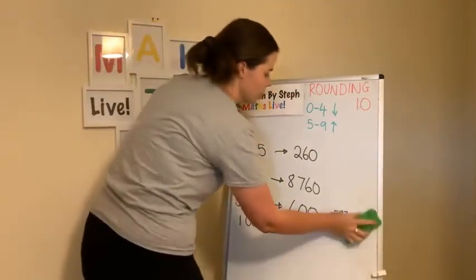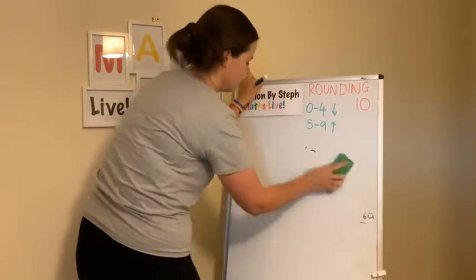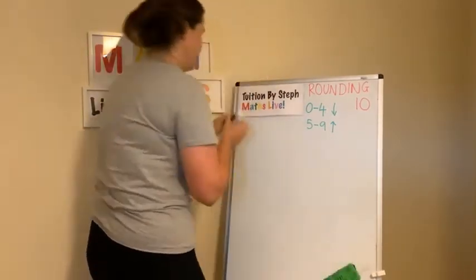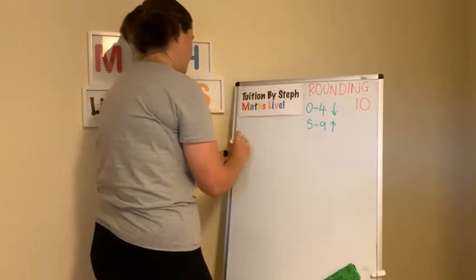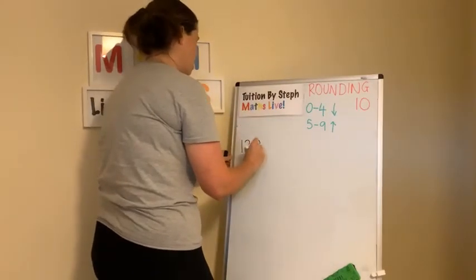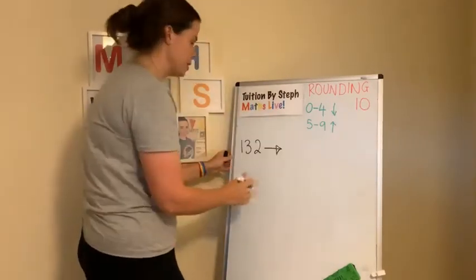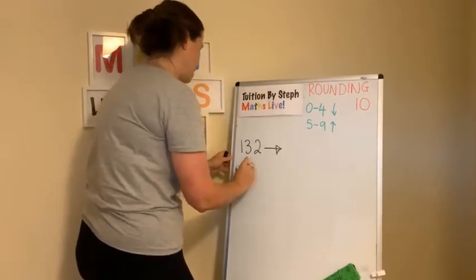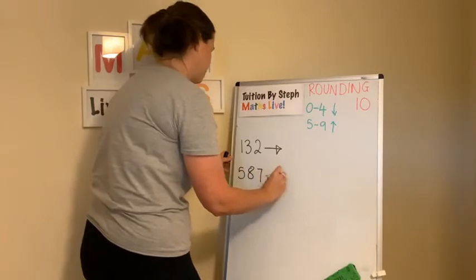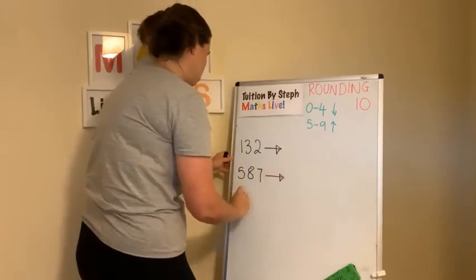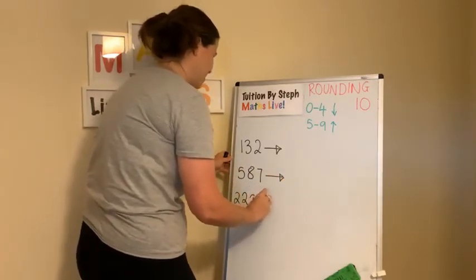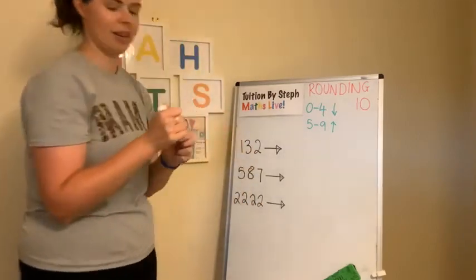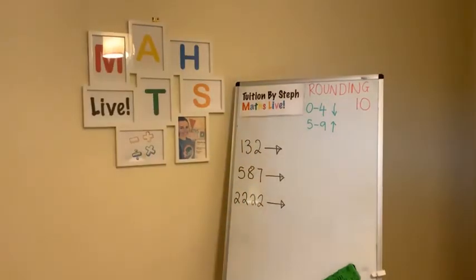Right, your turn. I'd like you to have a go at 132, remember still to the nearest 10, 587, and 2,222. Nice funny number there. Have a go at rounding those.